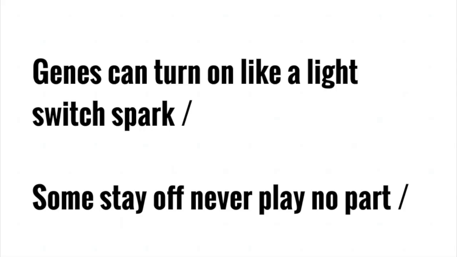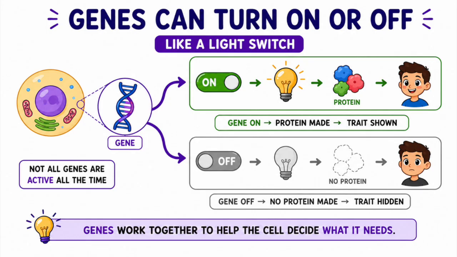Genes can turn on like a light switch spark. Some stay off, never play no part. Not all genes are active all the time. Some genes are turned on and are being used by the cell, while others remain off. This process helps determine which proteins are made and which traits are expressed. You can think of genes like light switches that can be turned on or off depending on the cell's needs.